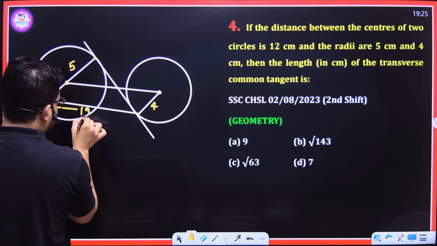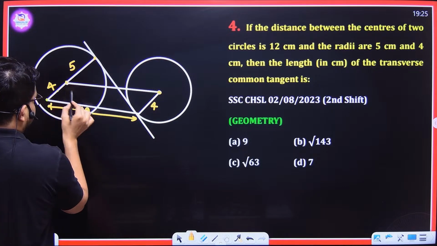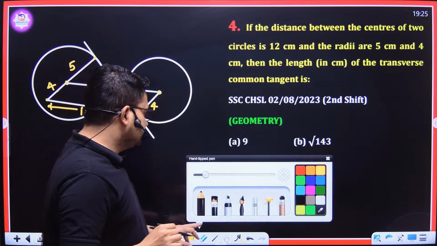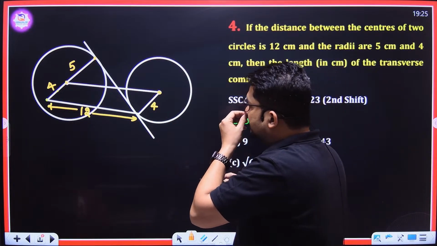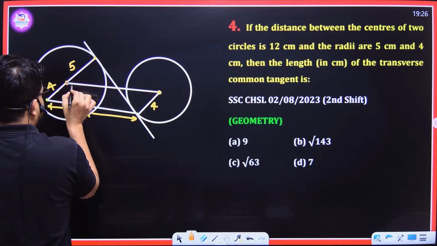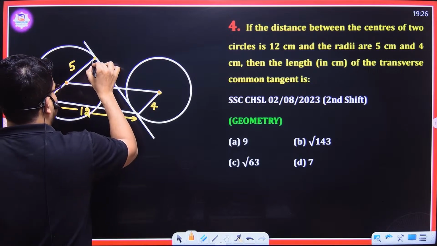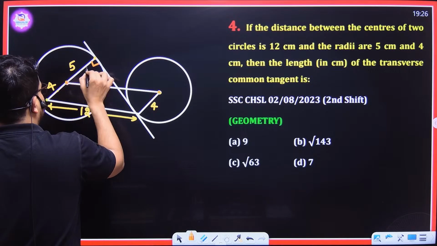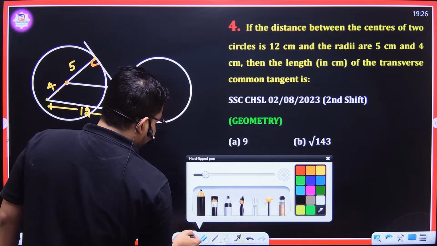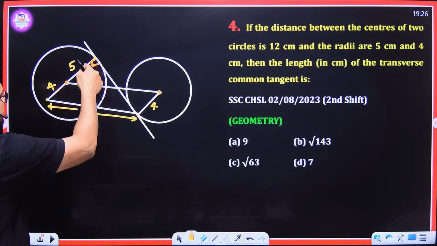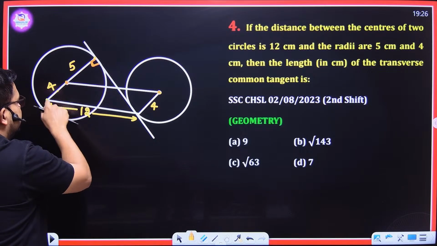So this one is also the distance between the centers, because I drew these, and this and this are parallel to each other. This is a parallelogram. In a parallelogram, opposite sides are parallel and equal. So this one is 12. See, this is 90 degrees, because a radius makes an angle of 90 degrees with the tangent. So I have to calculate my transverse common tangent. We have a length 12 opposite the 90 degrees; that will be our hypotenuse.